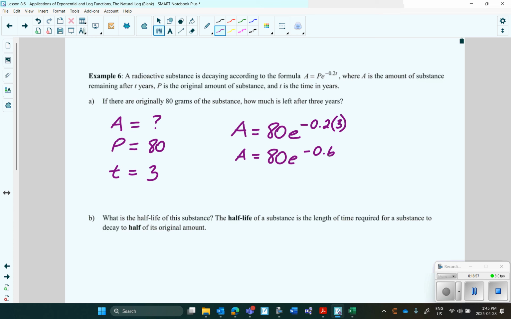Okay, let me try. e to the negative 0.6 times 80. Yeah, 44, that's what I got. 44 grams.